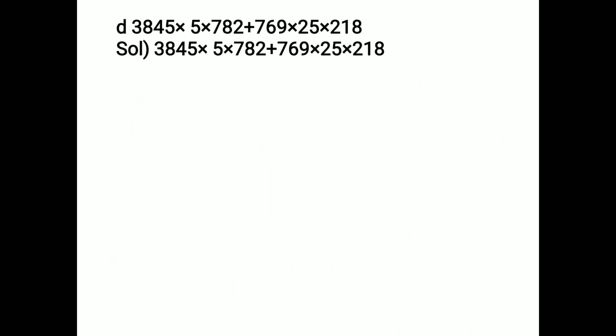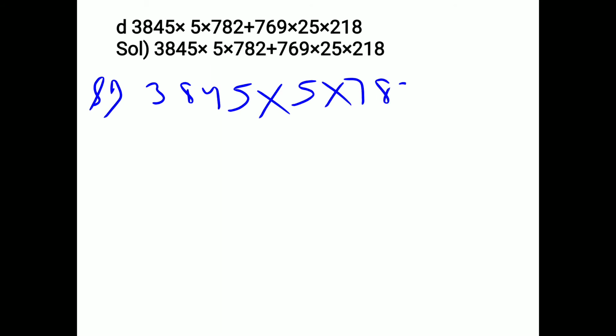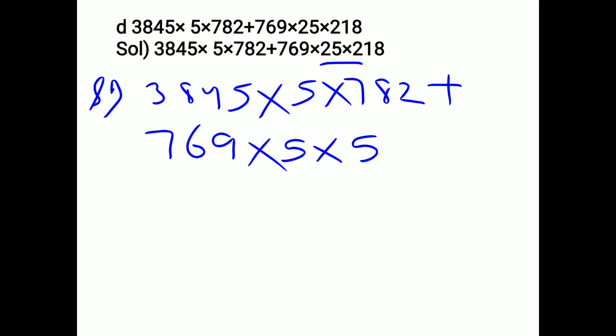Now we do D part. Here firstly we make a formula of it. Now see, there is no number which is the same, so firstly we make it the same. We write 3845 into 5 into 782. Clear? Plus 769 into, now split this 25, it will become 5 into 5. Clear? Then 218. Clear? Now what do you have to do?